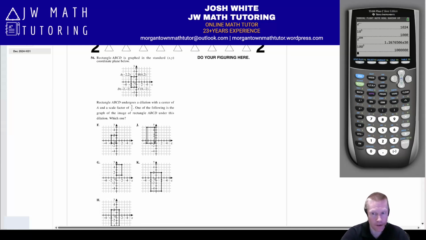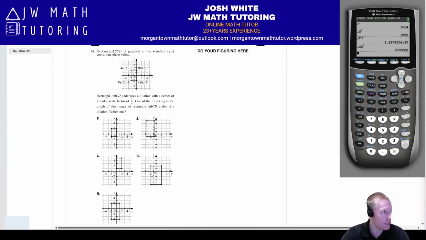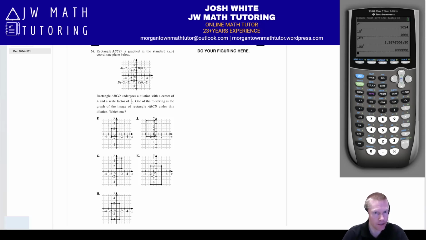All right, lastly, let's talk about question number 56. Here is one where you have this rectangle and it's being dilated, basically enlarged, because the scale factor of 3/2 is greater than 1. So that means it's getting enlarged, or not shrunken. And the dilation center is this point A here, which is technically this upper corner. All right, and they want to know which one of these shows the image of the rectangle when you do that.